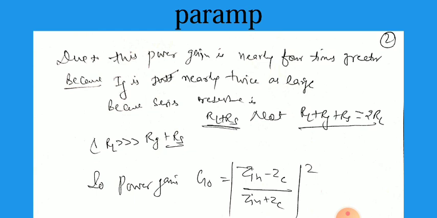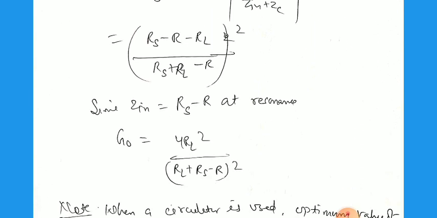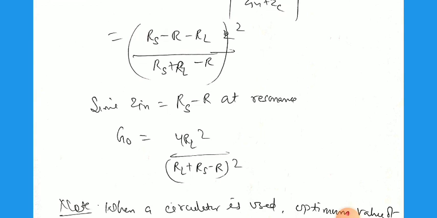So the power gain G0 equals Zin minus Zc divided by Zin plus Zc, whole square. And on substituting the values, we can write Rs minus R minus RL divided by Rs minus R plus RL, whole square. And here Zin equals Rs minus R at the resonance, and G0 equals 4RL square, because Rs and these are the same. So we can say 4RL square divided by RL plus Rs minus R, whole square.